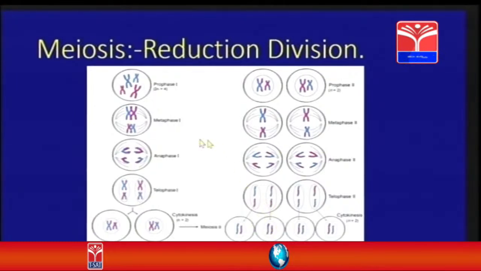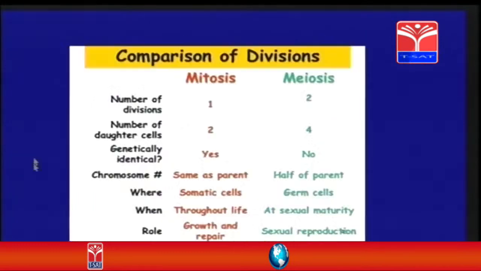The major point to be noted over here is that the chromosome numbers are divided into half, and each daughter cell receives half the number of chromosomes as that of the parent. That means the parent cell is diploid in nature, whereas the daughter cells are haploid in nature. Let us study the comparison of mitosis and meiosis.